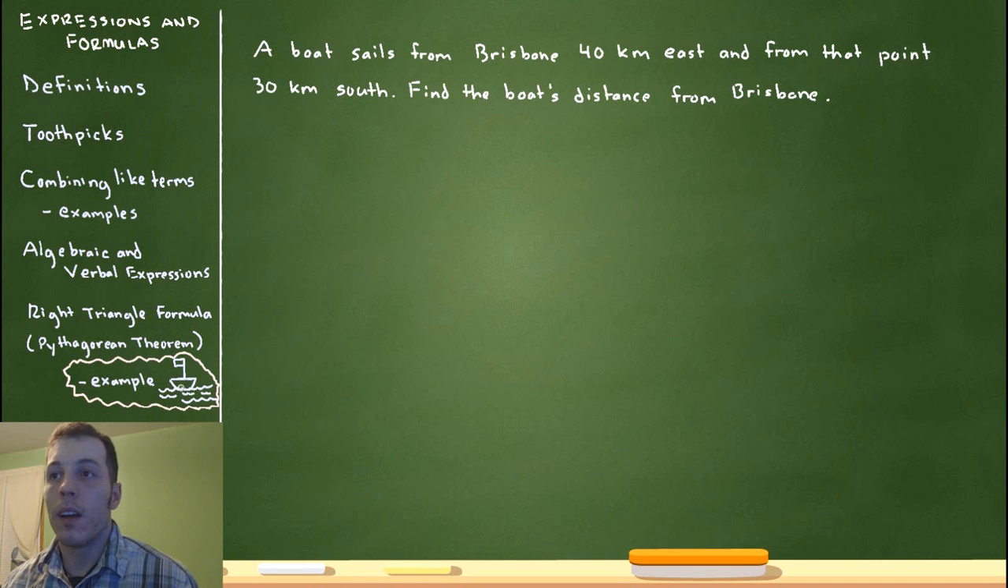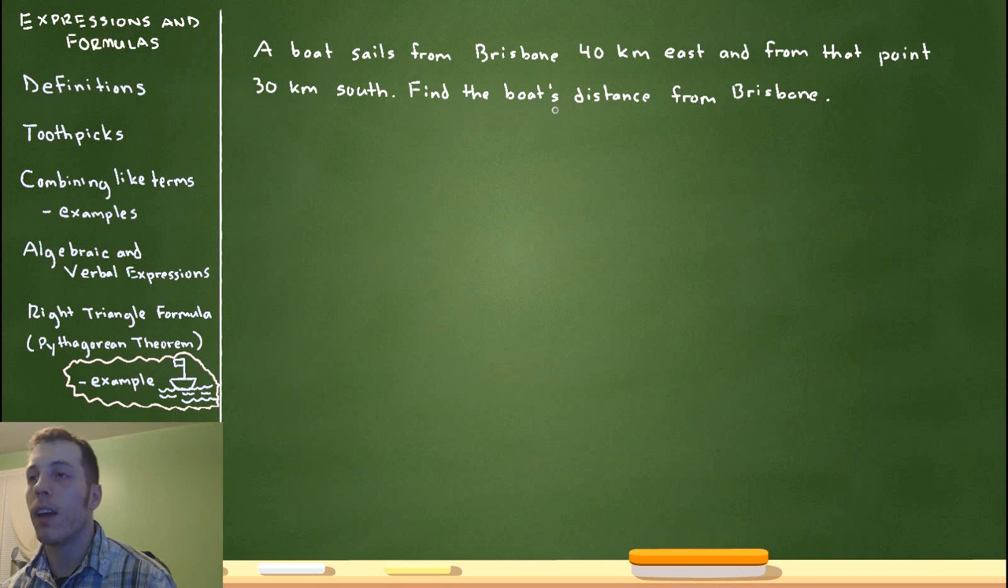And as you can see, I have a little sailboat here because we are involving a boat. So we have a boat that sails from Brisbane on the east side of Australia, 40 kilometers east, and from that point 30 kilometers south. So we want to find the boat's distance from Brisbane. Okay, so we have this word problem here. If you could somehow visualize this in picture form, that's going to be great. So let's have Brisbane here. Let me just mark it as a dot. So that's Brisbane.